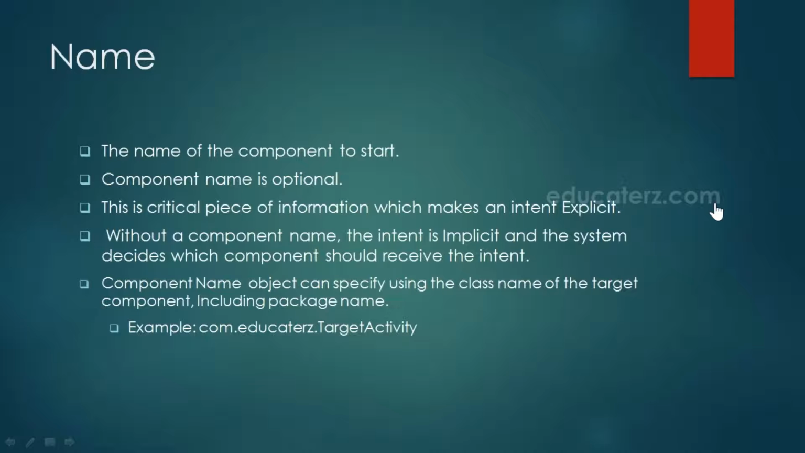Choose your suitable transport mode, depending upon the distance: you take a bike or a car, whatever you choose, that is up to you. Means the system will itself decide what to do. Then it will go to the implicit intent, but when you are giving a name, it is going to deal with explicit intent. The component name object can be specified using the class name of the target component.